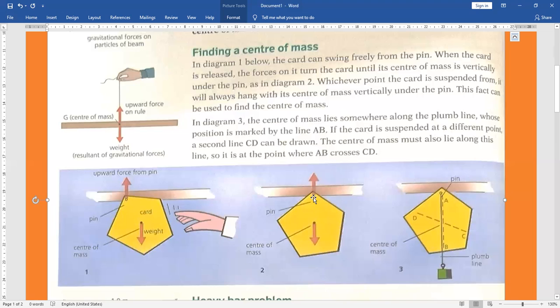देखिए, यहाँ पे पिन ऊपर की तरफ लगाई गई. ये जरूरी नहीं है कि पिन ऊपर की तरफ हो. ये जब स्विंग करेगा इजीली तो एक जगह पे रुक जाएगा. That point, that particular point, is the center of mass.